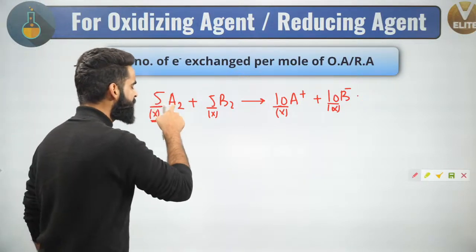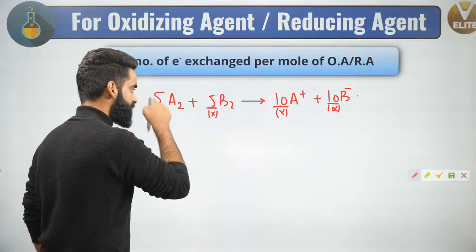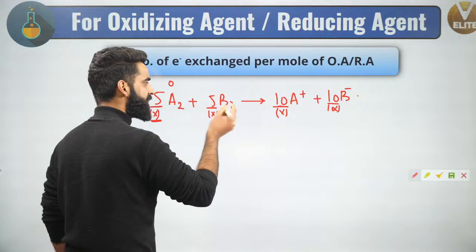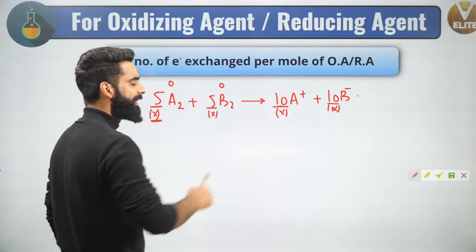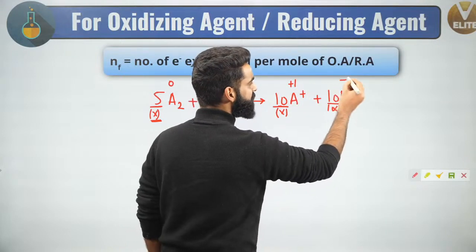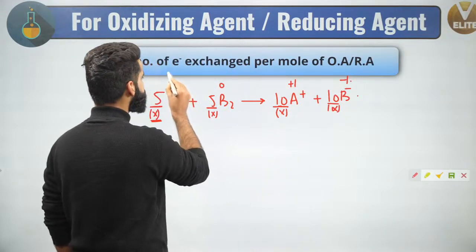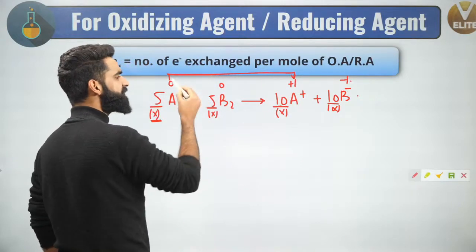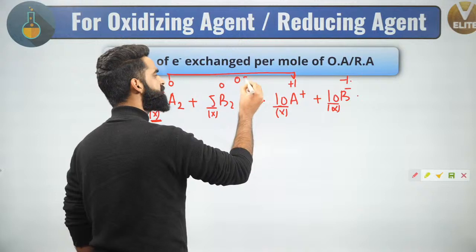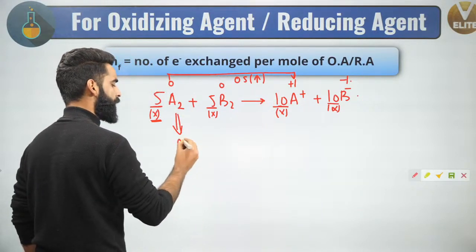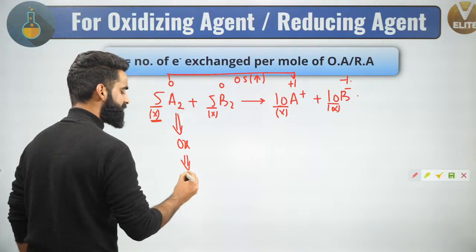I'm assuming this A right here to be in its standard state, so its oxidation state is 0. I'm assuming this B right here in its standard state, its oxidation state is 0. The oxidation state of A right here is +1. The oxidation state of B right here is -1. Is the oxidation state of A increasing or decreasing? Oxidation state of A is increasing from 0 to +1. If the oxidation state of A is increasing, I'll say this A2 right here is undergoing oxidation, so it will be acting as the reducing agent.